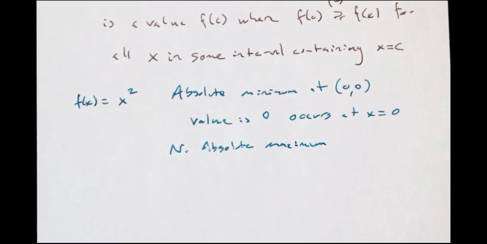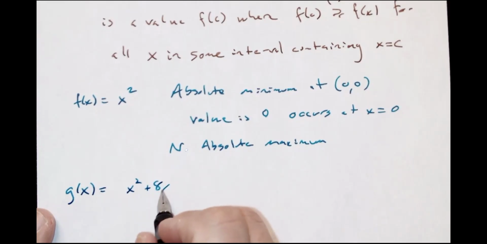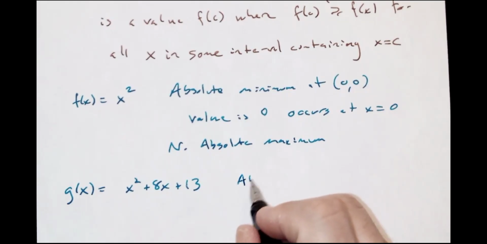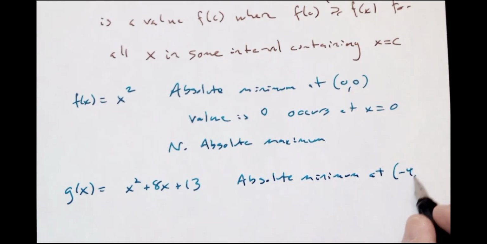On the other hand, how did I pull -4, -3 out of thin air here? I've done no calculus.